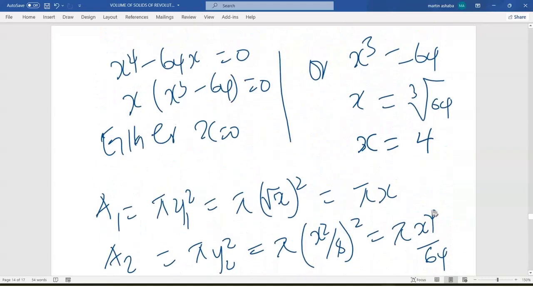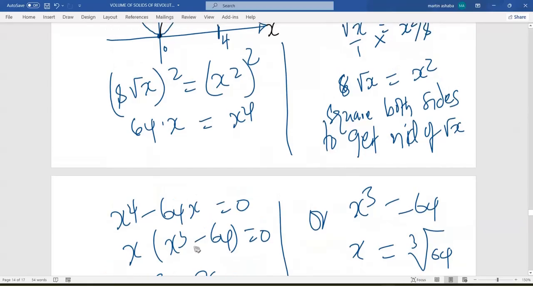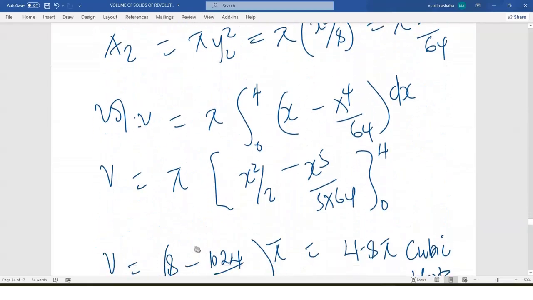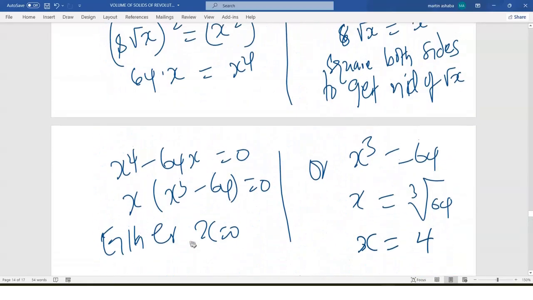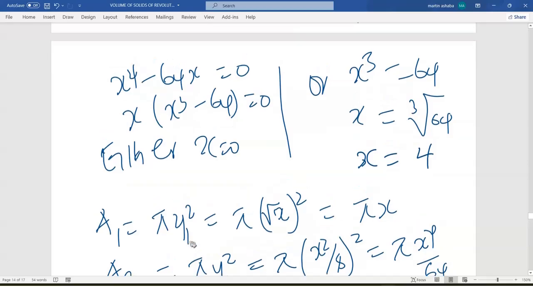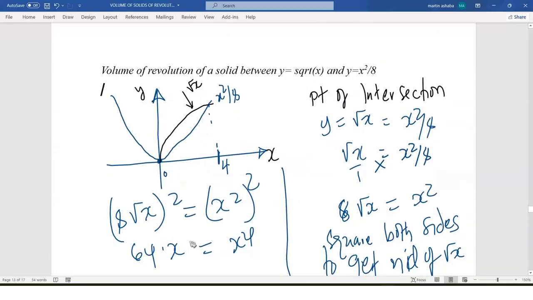between the two curves. Of course, the volume will be formed by a solid that has been rotated about the x-axis between the two curves, y is equal to x squared out of 8 and square root of x.